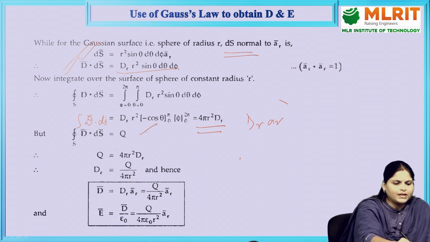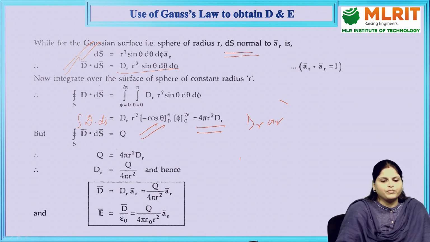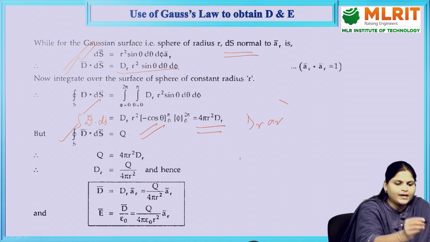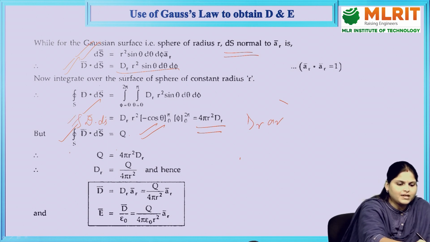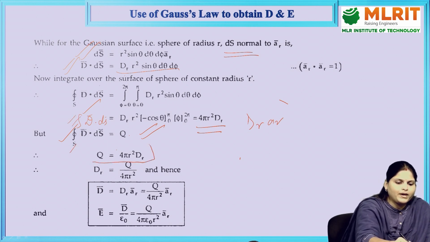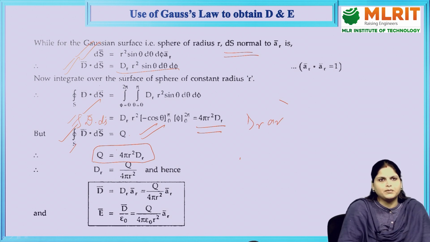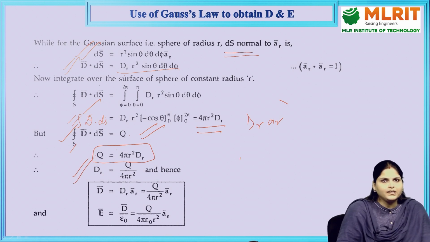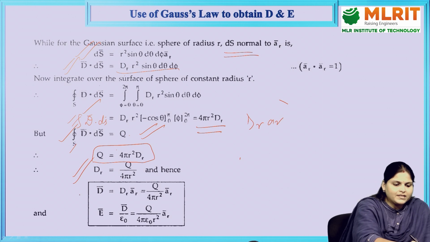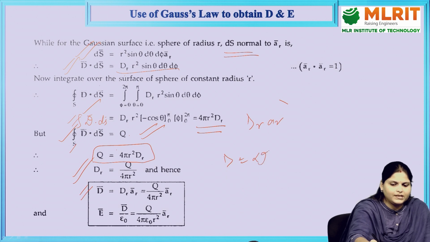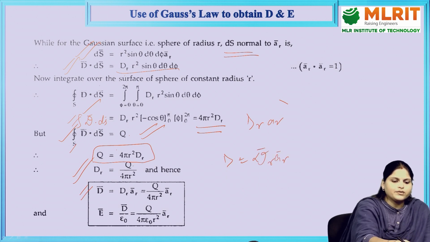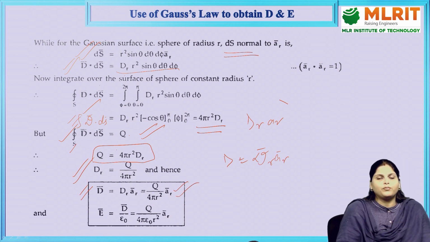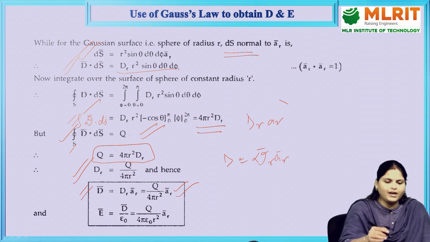But we already know that integration of D dot dS is equal to Q. So we can equate these, and because these two terms are the same, we get Q is equal to 4 pi r square Dr. You further simplify it, you get Dr is equal to Q upon 4 pi r square. We already have written the formula D is equal to Dr aR, so you put it here, you get D is equal to Q upon 4 pi r square aR.